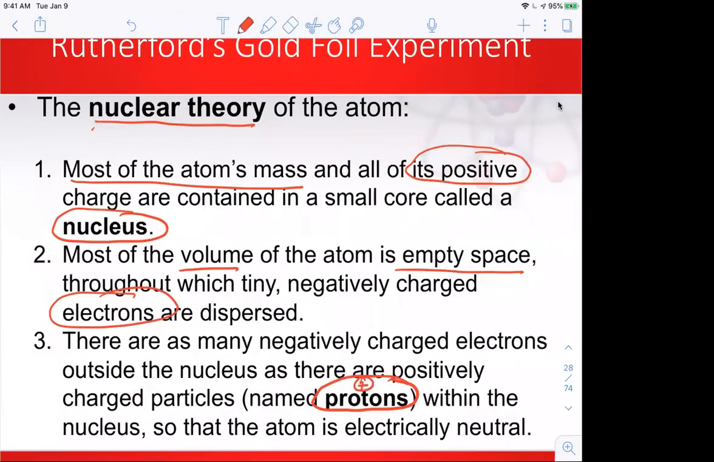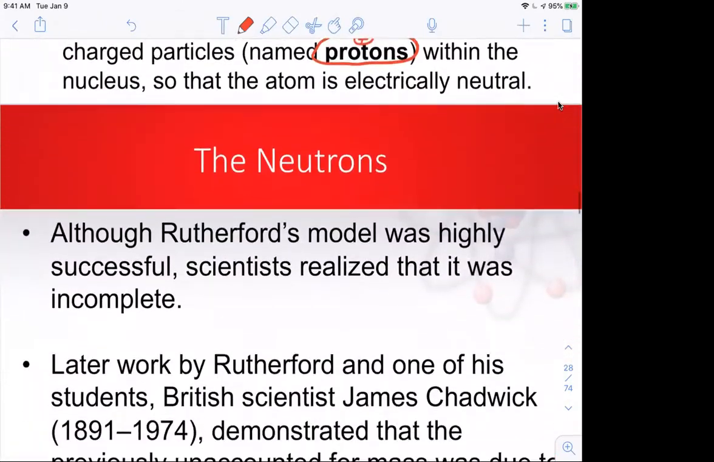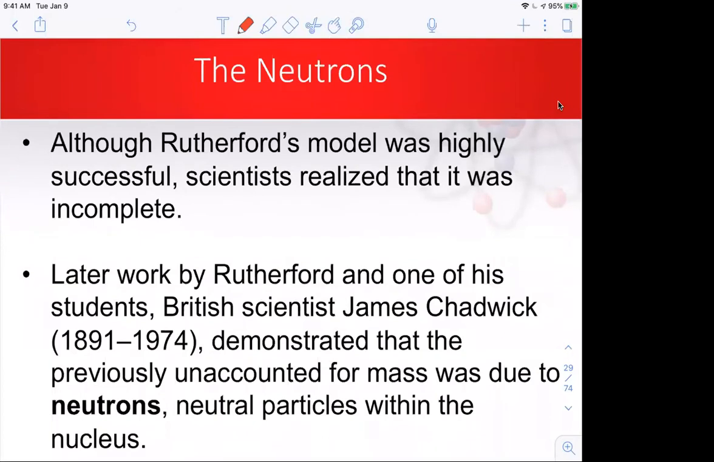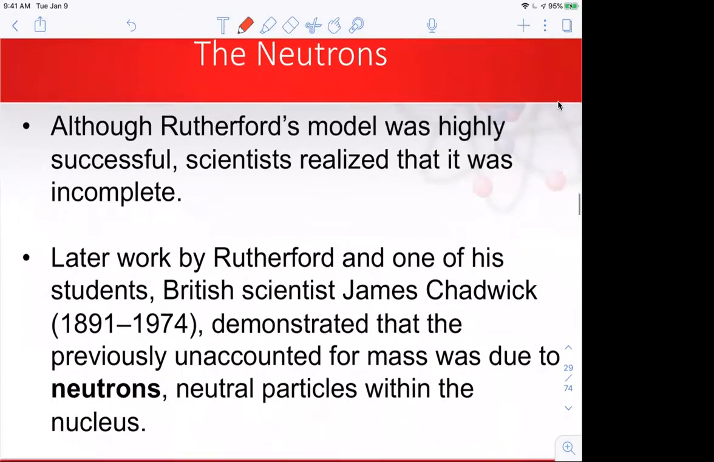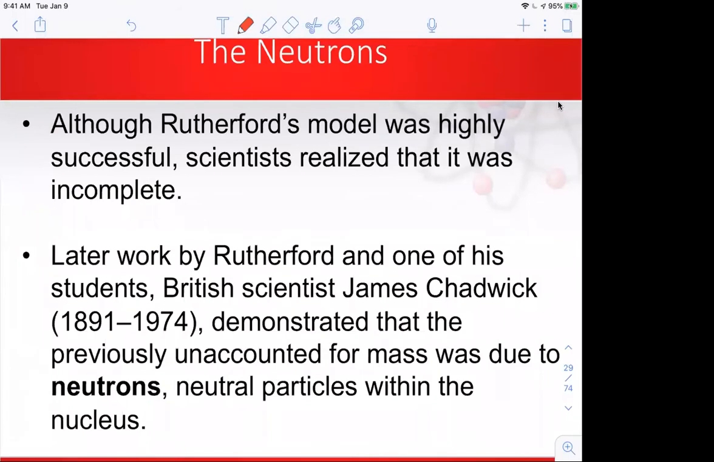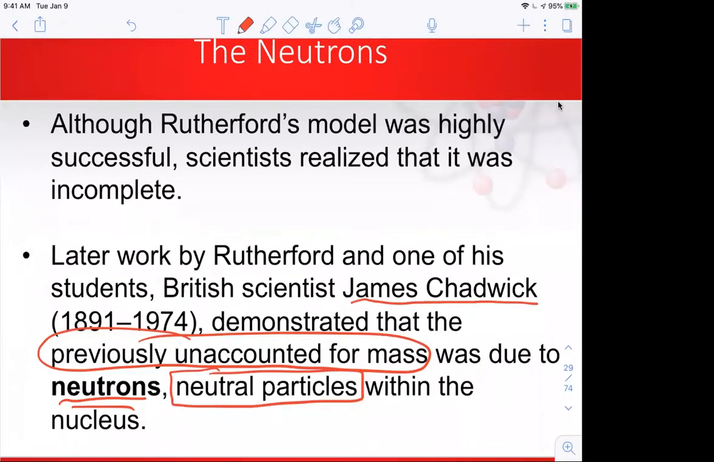So I just have now this more familiar idea of the atom, where the center of the atom is the nucleus and contains protons, and the rest of the volume of the atom contains the electrons. Now, Rutherford's model was highly successful, but it was incomplete. Later work by Rutherford and one of his students, James Chadwick, demonstrated that there was previously unaccounted for mass in the atom that could be due to neutrons, which are neutral particles within the nucleus.